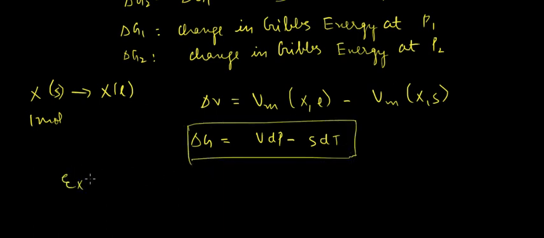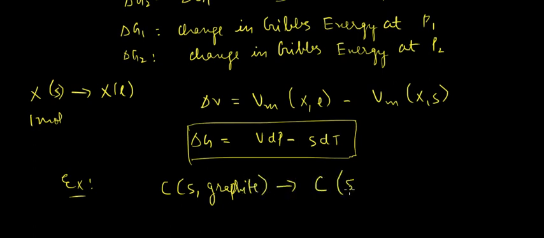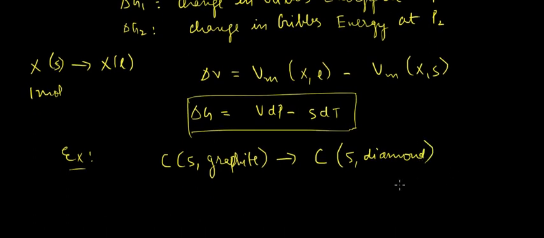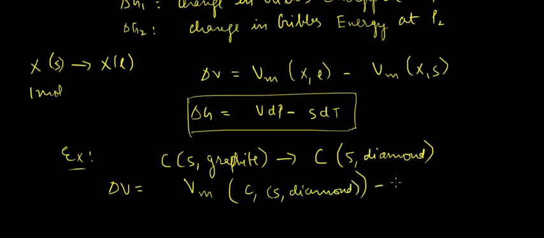And a concrete example of a phase change could be carbon in graphite form getting converted into carbon in diamond form. So delta V in this case would be the molar volume of carbon in diamond form minus the molar volume of carbon in graphite form.